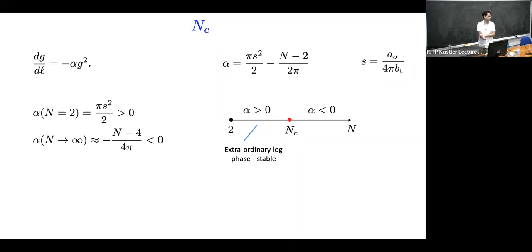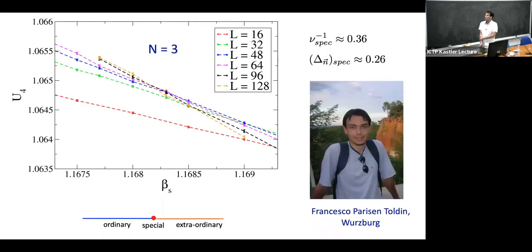Because for n equal to 2, we know that we have to have the extraordinary log phase. For n equal to 3, we don't quite know. So shortly after my paper came out, there was a detailed study of the problem for n equal to 3 for the Heisenberg model by Francesca Paris and Tolden. And he actually found a special transition on the boundary by looking at the Binder ratio and extracted boundary exponents at the special transition.